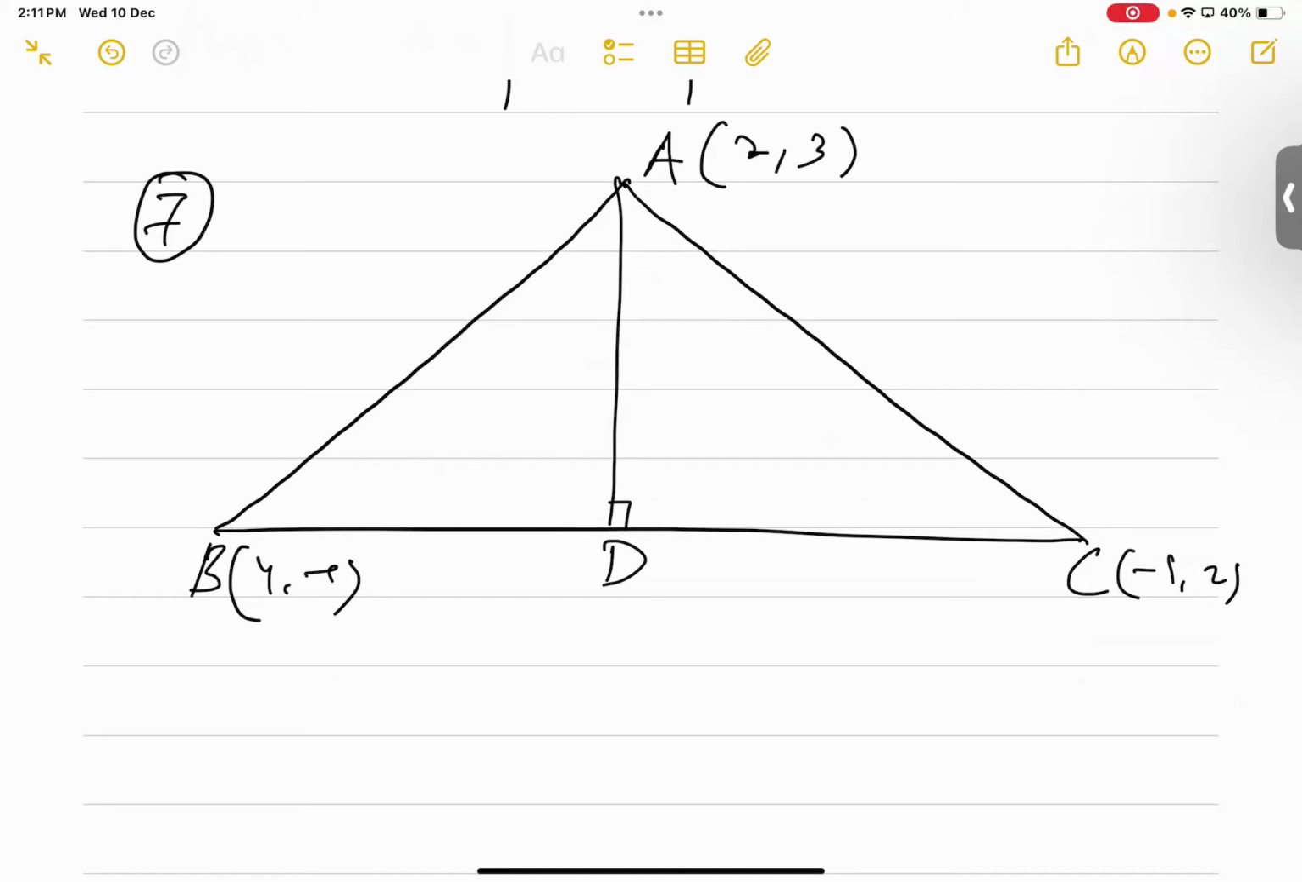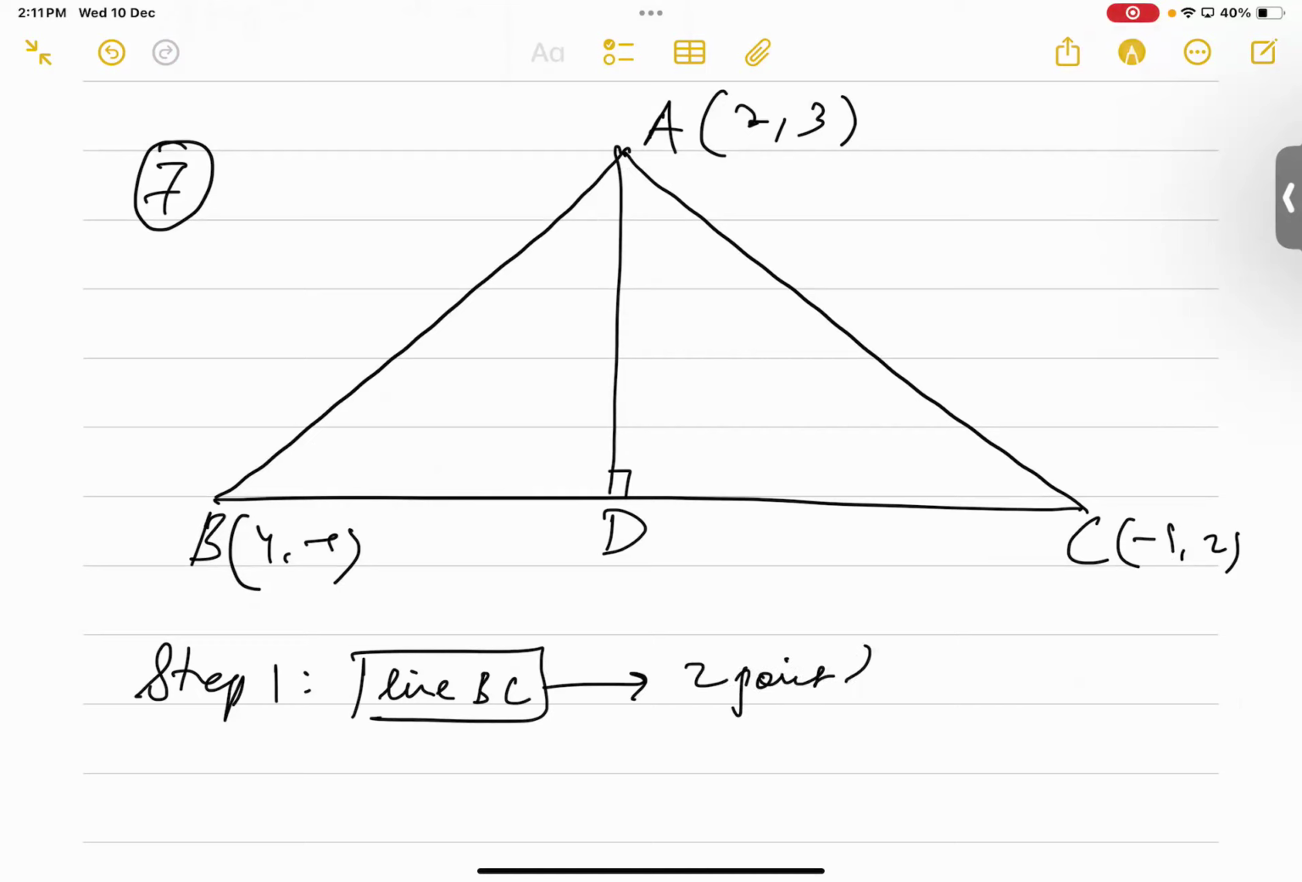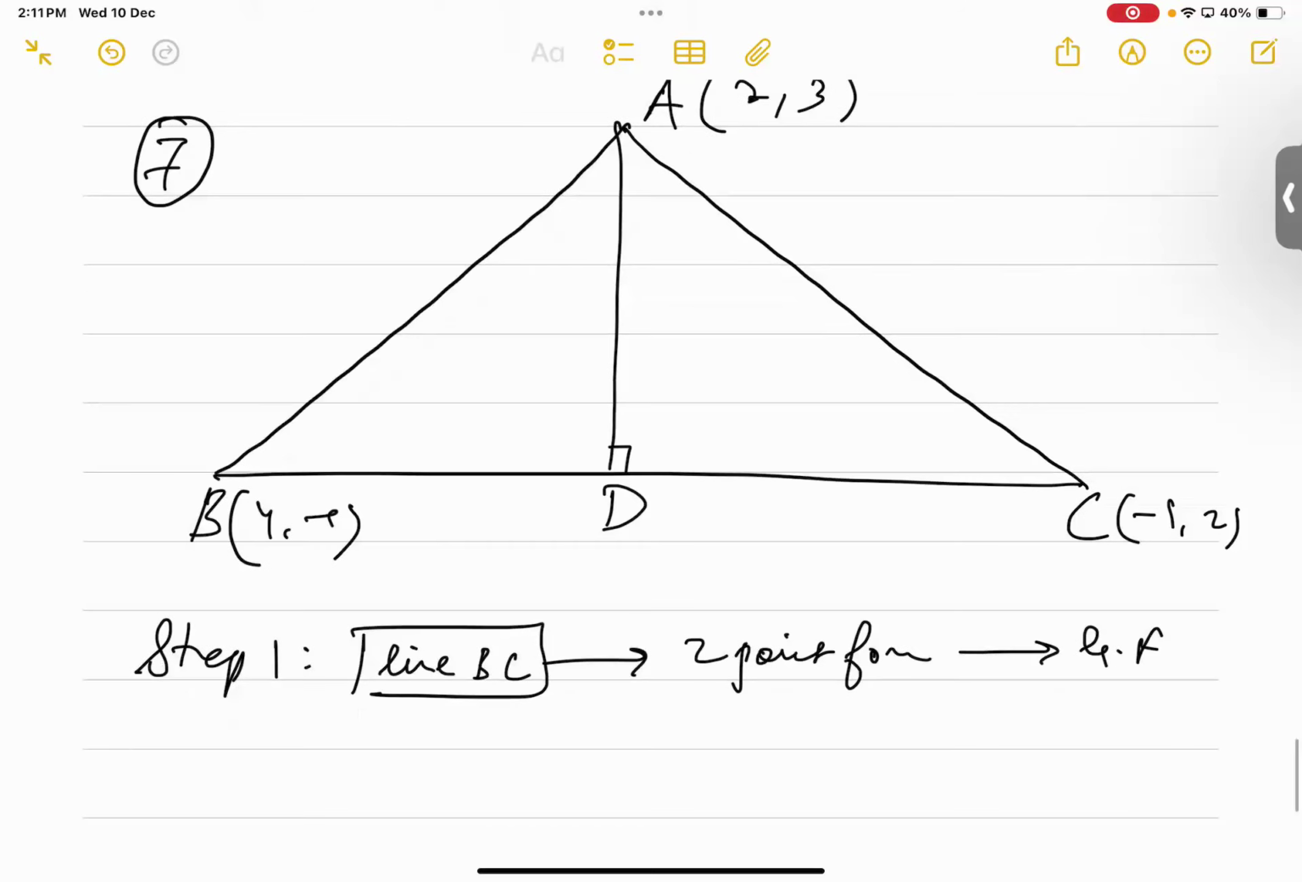Okay. So step number 1. Step number 1 is what? Equation of line BC by 2-point form. And let it be the general form of the equation. Once we get line BC, step number 2.